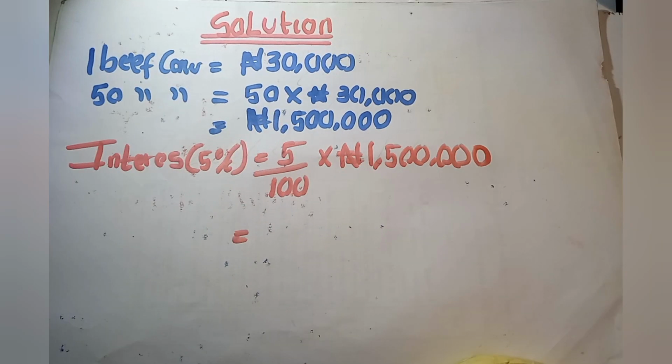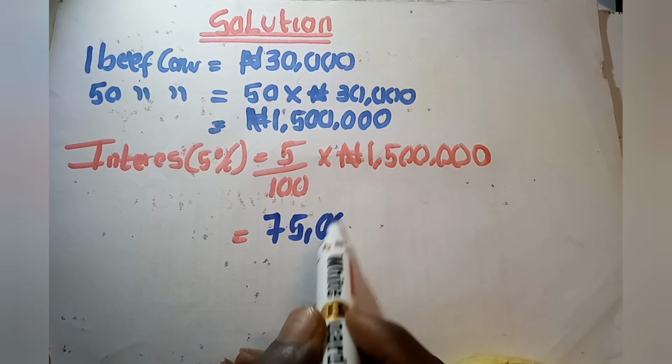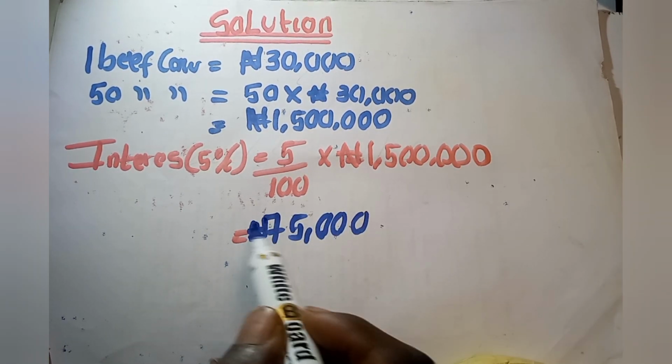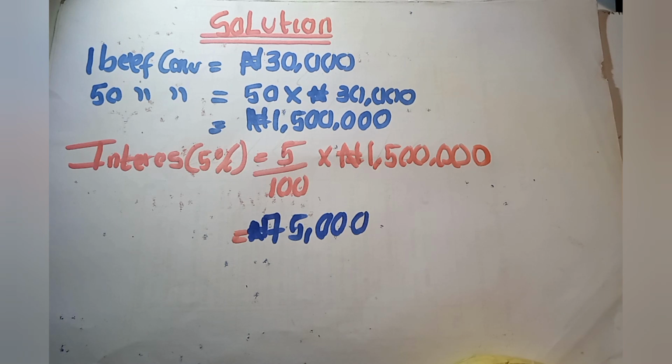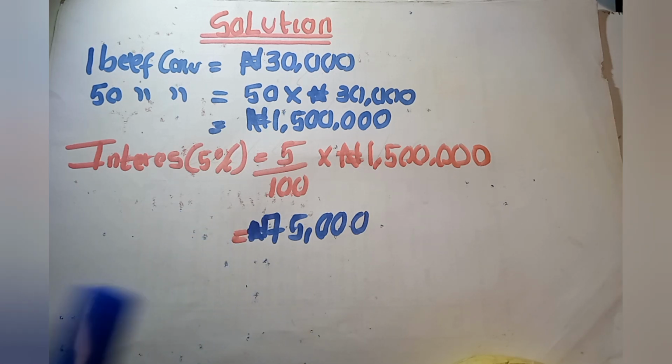Punch your calculator. The interest is 75,000, oh, I didn't put naira. So the interest is 75,000 naira. It is this interest that I'm going to be adding to all my fixed costs. Are you getting it? Don't forget, this is the interest that I'm going to be adding to all my fixed costs.